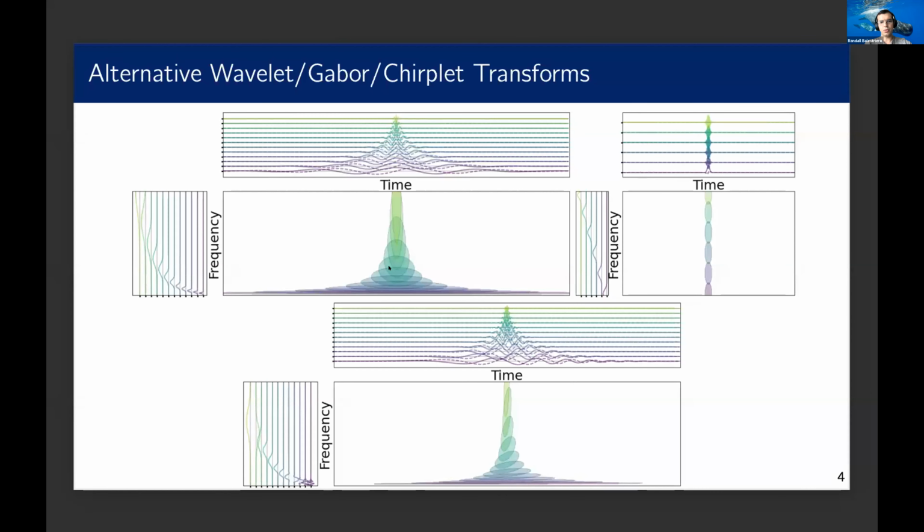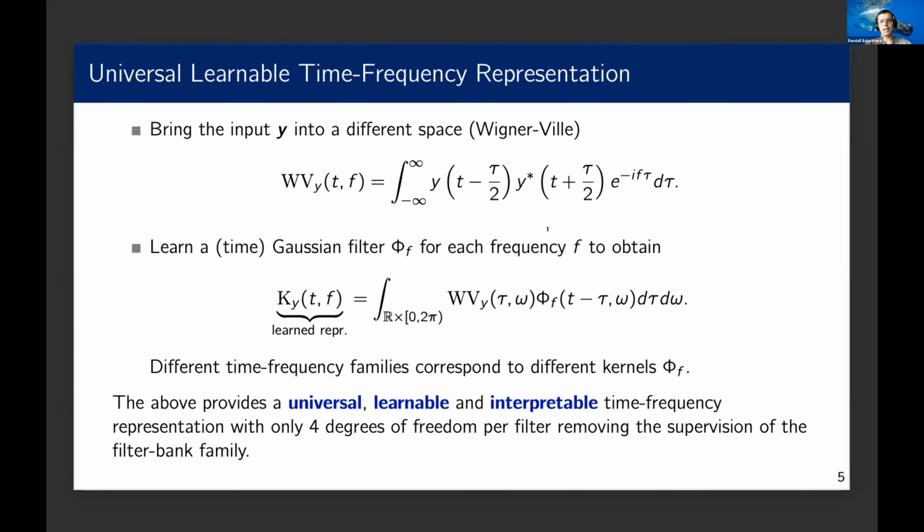The key thing that we leverage in our method is that if you are interested in a representation, for example, a Gabor transform, chirplet transform, or a Morlet wavelet transform, then in the Wigner-Ville domain, what you end up doing is a convolution with a 2D Gaussian filter. The parameters of the covariance matrix and the mean parameter will define which time frequency representation you end up having. And so what we simply propose is to make those parameters of your Gaussian filters learnable.